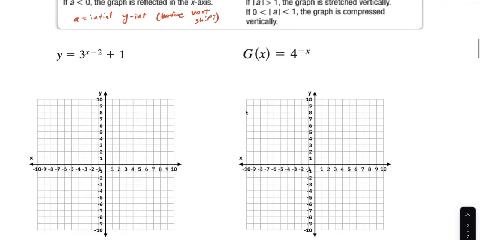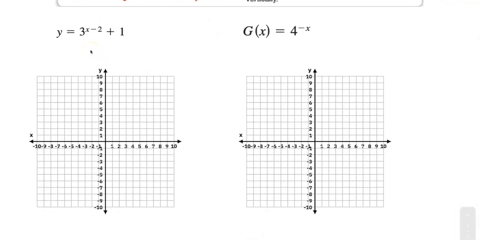So let's practice some. The first one here, I'm going to find all that stuff. My a is 1, right? Because there's no number in front of this. That's not my a, that's my b. My b is greater than 1, so it's a growth.